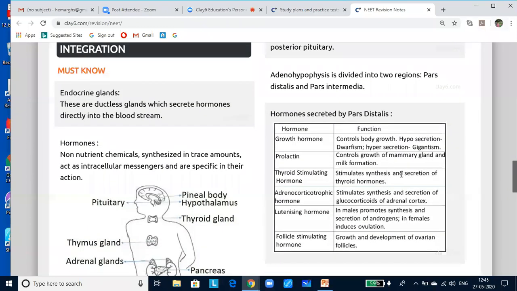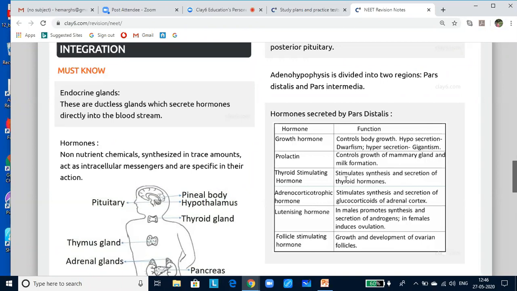Now pars distalis secretes these hormones. One is the growth hormone. This hormone controls the growth of the body. When there is hyposecretion, in childhood or after childbirth, it can result in dwarfism. Hypersecretion will lead to gigantism. Prolactin is a hormone that controls the growth of the mammary glands and also milk formation.